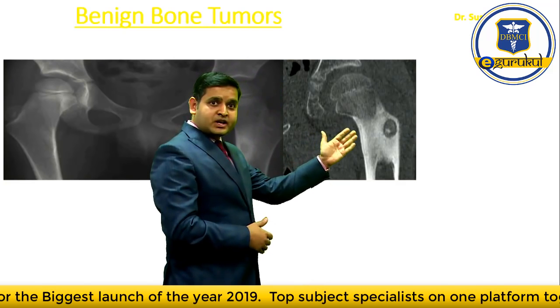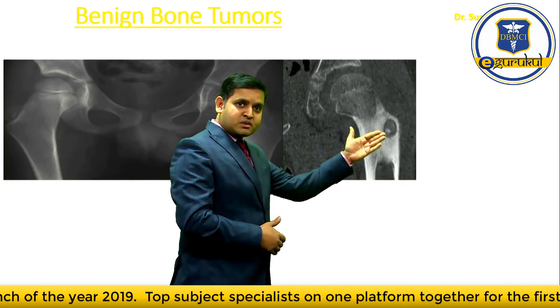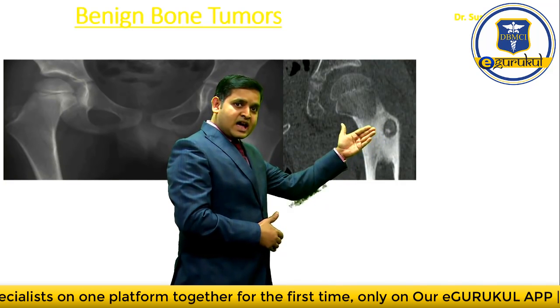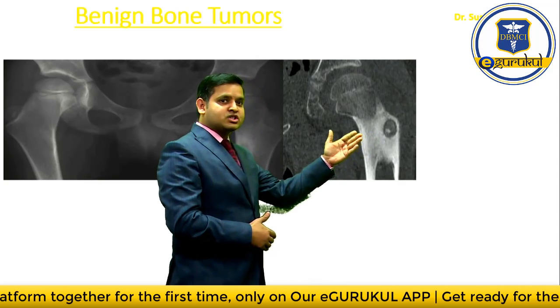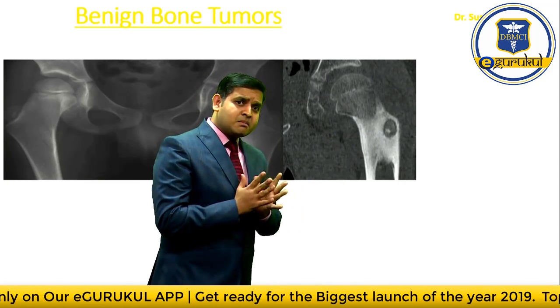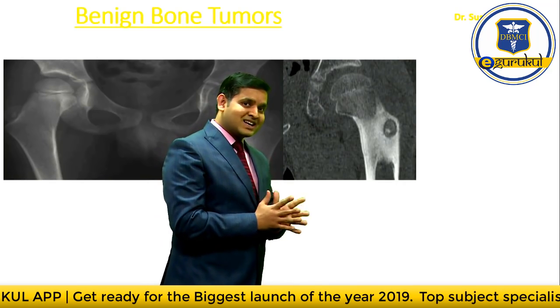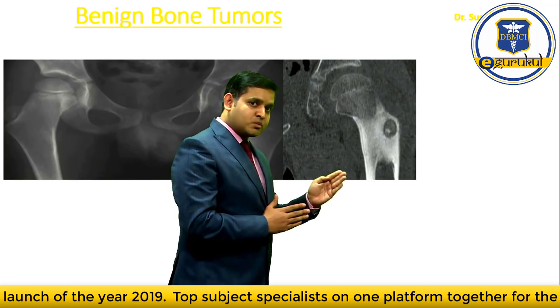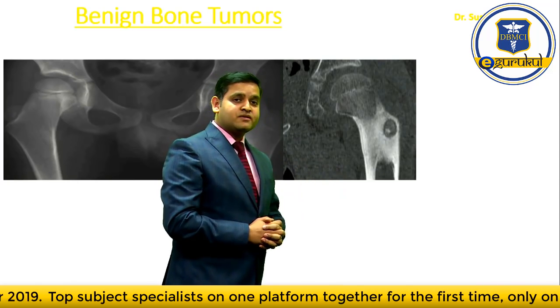And as you can see in this particular image, this blackish thing that you can see is the radiolucent nidus, surrounded by marked sclerosis. Please remember, this sclerosis, as Dr. Sushil has rightly said, is a marker of a benign or non-aggressive lesion. So it's a classical osteoid osteoma, as you can see in the femur.